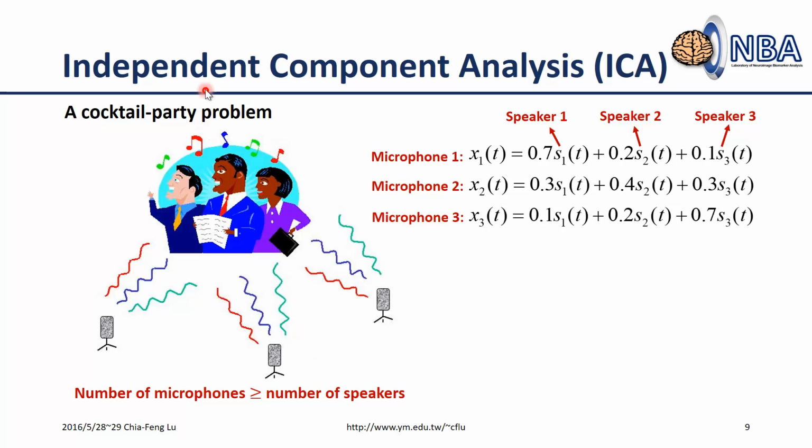So let's think about this famous example. We call it the cocktail party problem. For example, in this cocktail party problem, you have a group of people talking about something. They may be discussing something. The most important thing is that these 3 people are actually speaking simultaneously. They just speak at the same time.